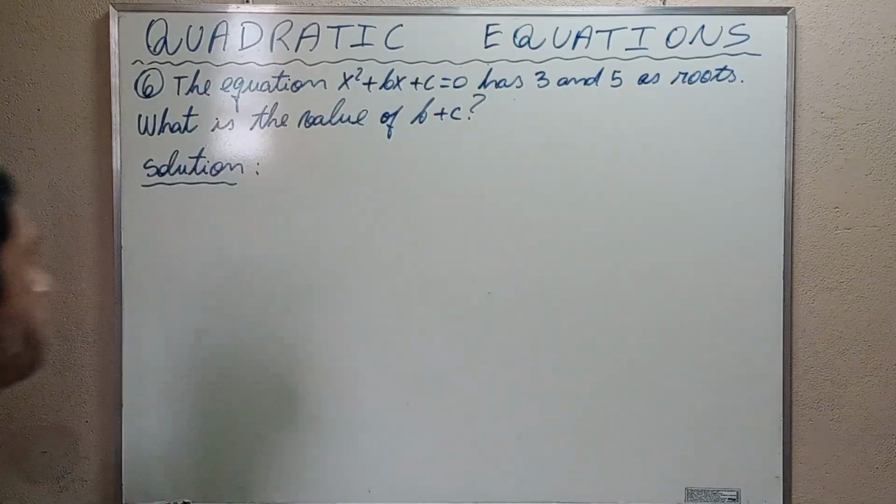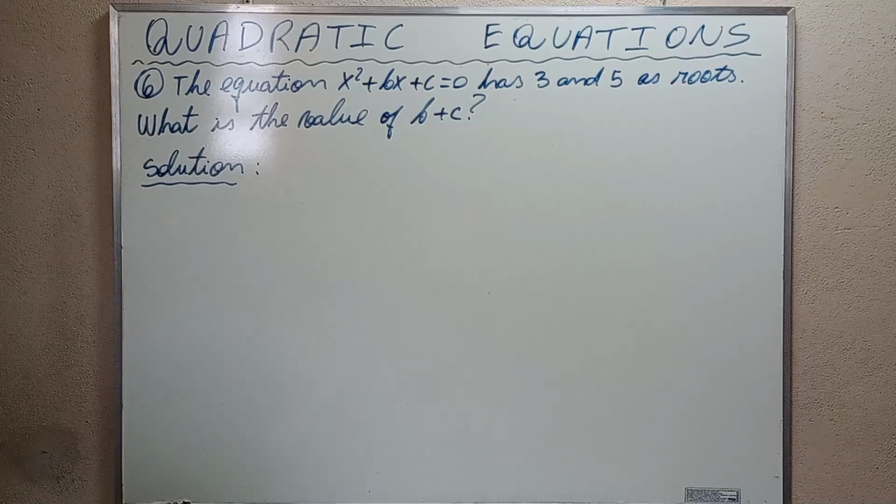Exercise number 3. The equation x squared plus bx plus c equal to 0 has 3 and 5 as roots. Then, what is the value of b plus c? Okay, my friends, this is the exercise. Let's go to the solution. Okay?